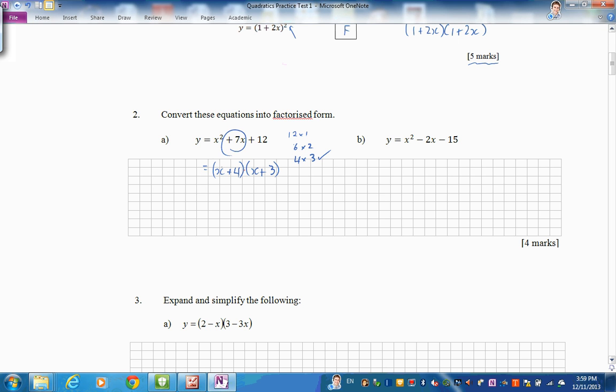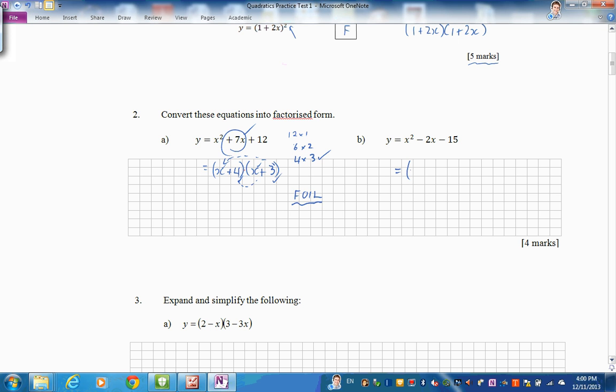Okay, let's check it. x by x is x squared. 4 by 3 is 12. And then the middle term, 4x and 3x is 7x, which checks. Okay, so you're able to check it with FOIL, the expansion rule: firsts, outers, inners and lasts. Let's do it again for this one over here.